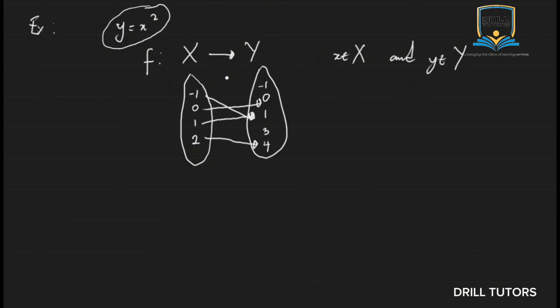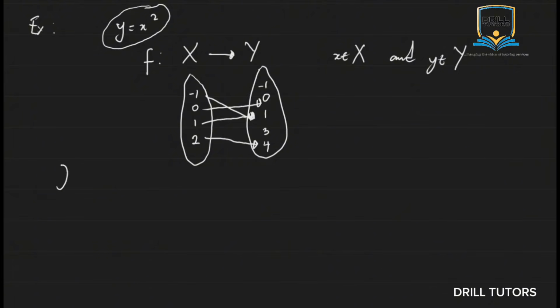Is this a function? Yes. Why? Because it satisfies the two conditions of a function. The first condition is that all the elements in the domain must have images, and the second condition is that no element in the domain must have more than one image. Do you understand? And it satisfies the two.